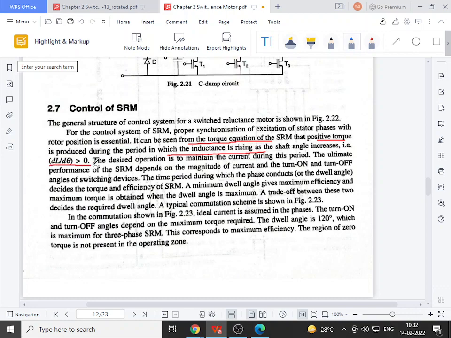Theta is actually your rotor position angle. Okay, so whenever the rate of rise of inductance with respect to theta is greater than 0, then and only then there will be formation of positive torque in case of switch reluctance motor. Okay. Now the desired operation is to maintain current during this period. So we have to simply circulate the excitation current during this particular period, and the entire operation depends upon how smoothly we circulate that current to the particular stator phase.